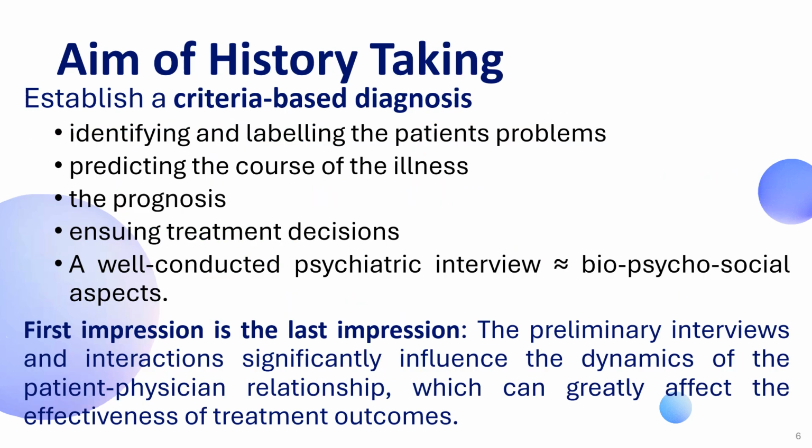So what are the aims of history taking? Aim of history taking primarily is making a diagnosis which is based on the criteria, and this follows identifying and labeling the patient's problem, predicting the course of the illness, how the illness will progress in the meantime, and the prognosis or outcome of the illness, whether it will be bad or good, ensuing the treatment decision on the basis of assessment and on the basis of diagnosis.